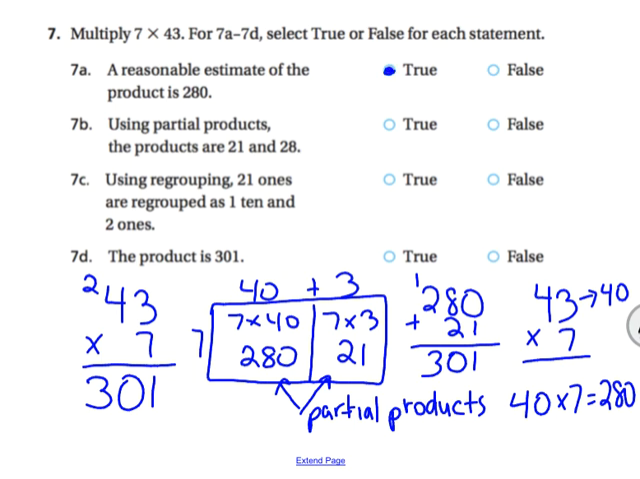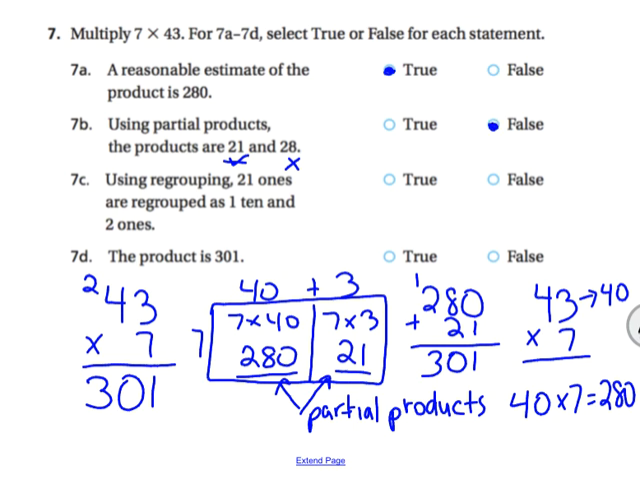7B, using partial products, the products are 21 and 28. Well, let's look at our area model. We do have the partial products. Our partial products are 280 and 21. They say 21, yeah, that matches. That's one of my partial products. But the other one is not 28. The other partial product is 280. So this part I agree with. This I don't. So part of it is wrong. So it has to be false.